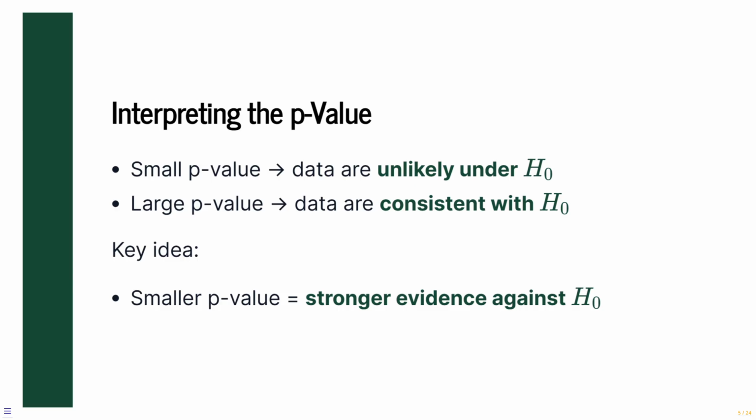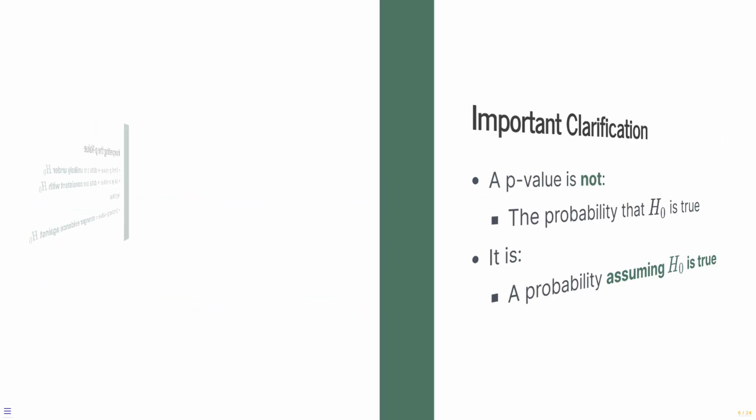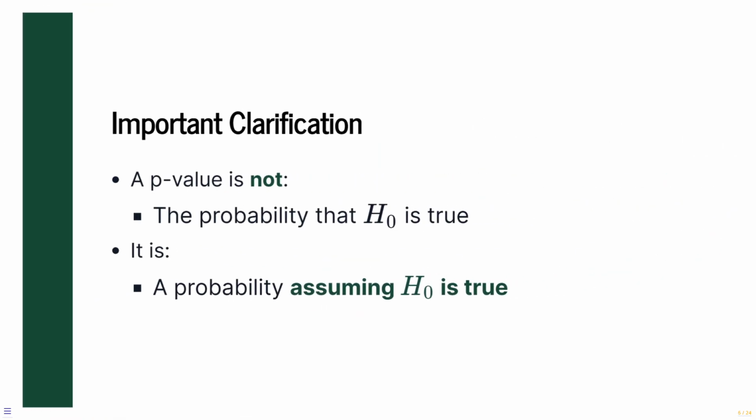To interpret the p-value, we think about how surprising our data would be if the null hypothesis were true. A small p-value means the data are unlikely under the null hypothesis, while a large p-value means the data are consistent with the null hypothesis. The key idea is that smaller p-values provide stronger evidence against the null hypothesis. However, it is important to remember that the p-value is not the probability that the null hypothesis is true. It is a probability calculated assuming that the null hypothesis is true.